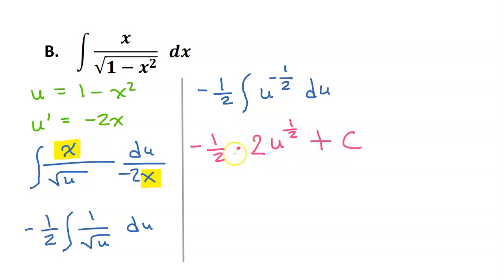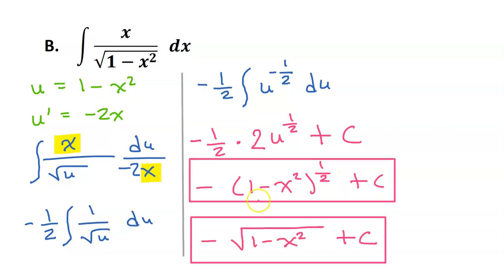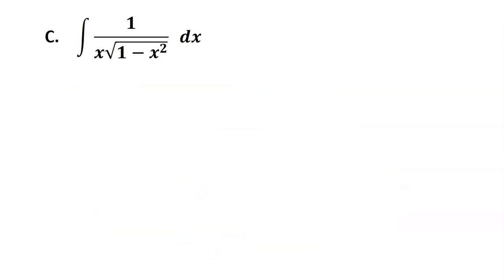So that's just 1. They cancel each other out. So that's going to leave me with negative u to the 1/2 power. So u is 1 minus x squared. So I have negative 1 minus x squared to the 1/2 power plus c. So this is the final answer, but you can also write it with the square root if you want to.